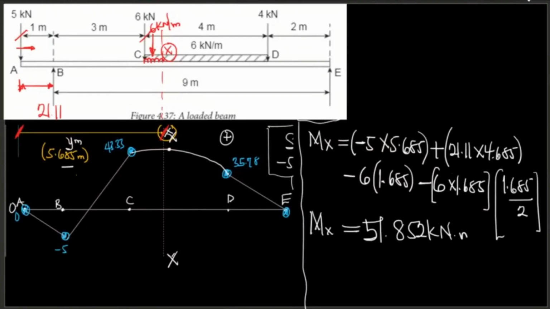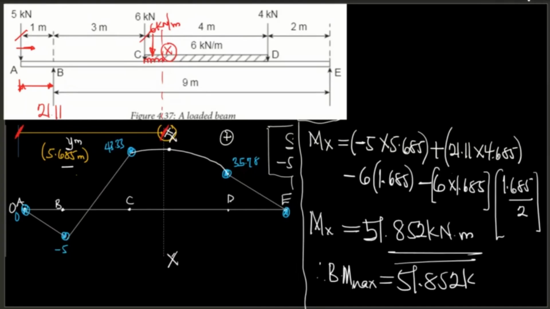51.852 kilonewton meters. This is the maximum bending moment. The value of the maximum bending moment is 51.852 kilonewton meters. Who got this?